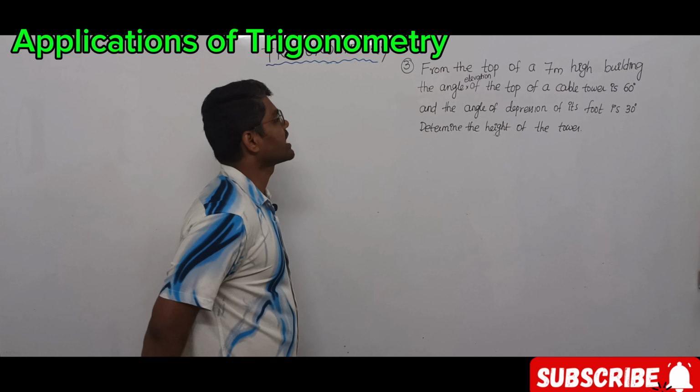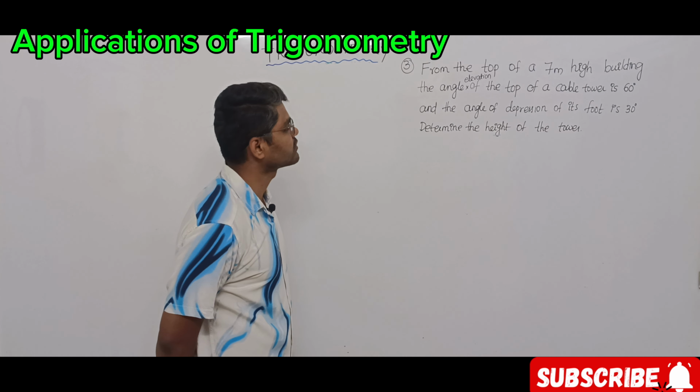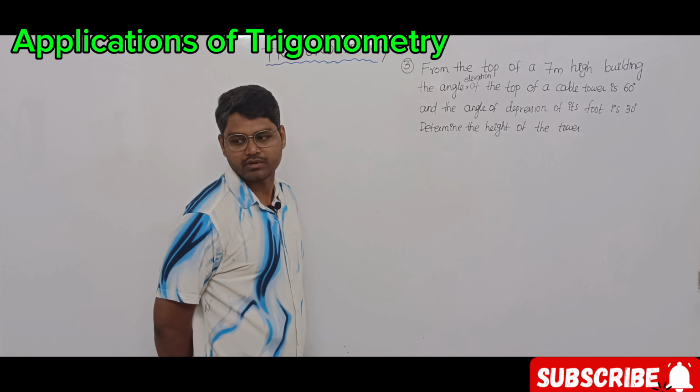Let's see this question. From the top of a 7-meter high building, the angle of elevation of the top of the cable tower is 60 degrees and the angle of depression of its foot is 30 degrees. Determine the height of the tower.